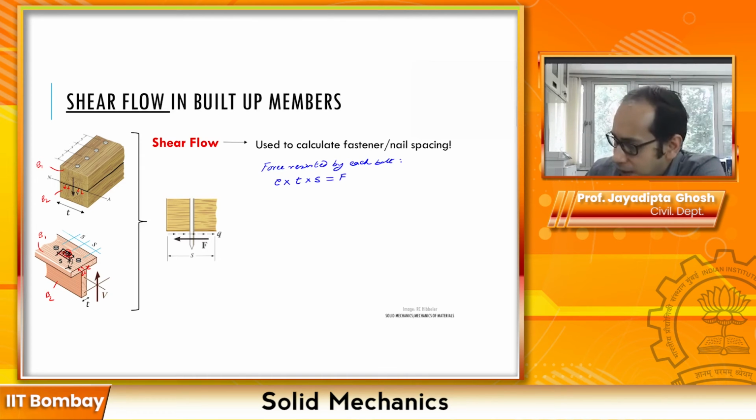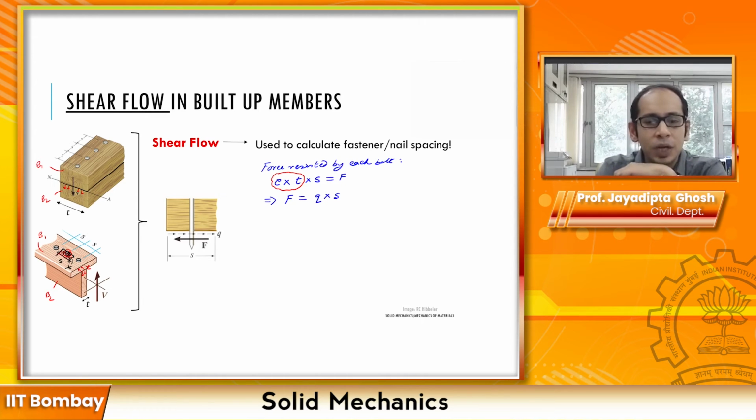Now if I rewrite that equation and bring F on the other side, I can write F equals a variable Q times S over here, where Q is essentially tau times t. So what does that mean? What is Q? Because I have to multiply Q with S to get the force. So Q is essentially the shear force per unit length. So let's write that over here. Q equals nothing but tau times t.